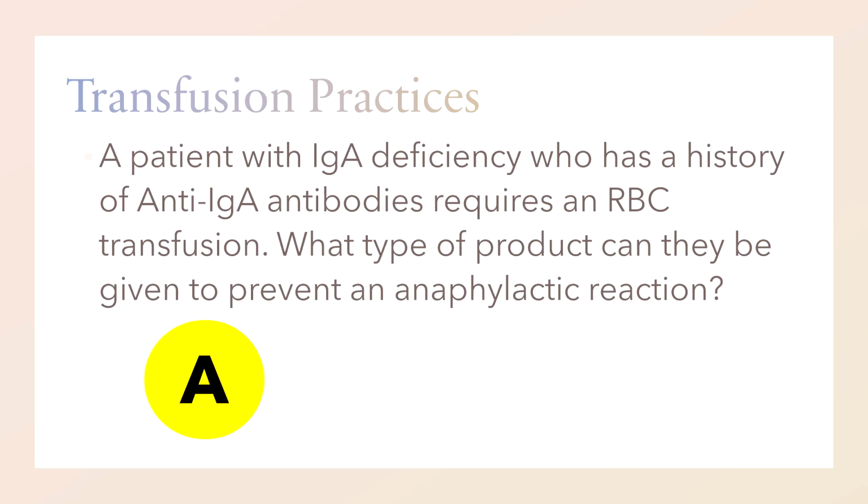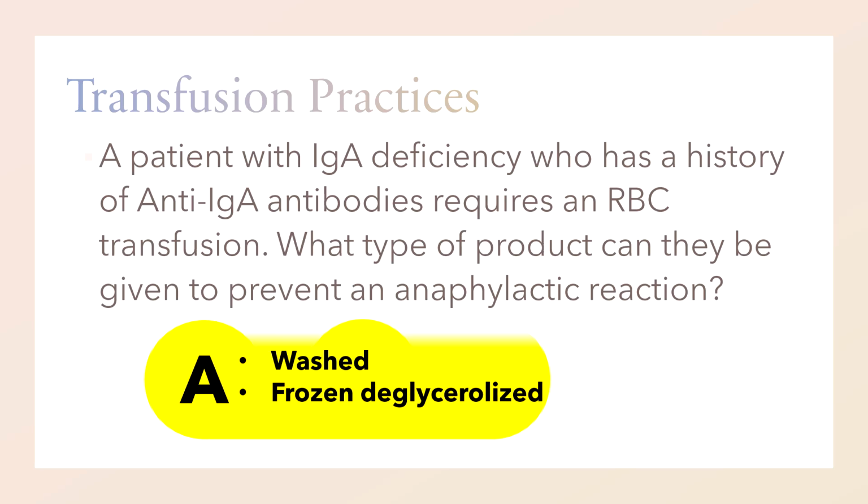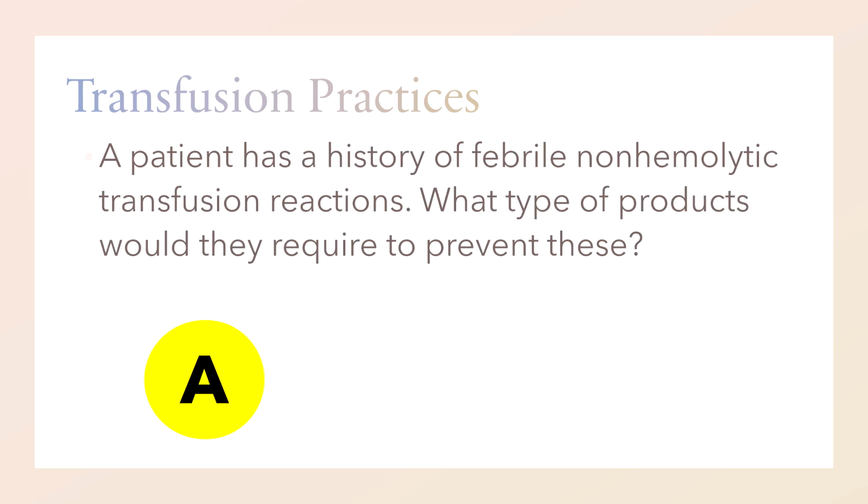Transfusion practices. A patient with IgA deficiency who has a history of anti-IgA antibodies requires a red blood cell transfusion. What type of product can be given to prevent an anaphylactic reaction? Washed or frozen deglycerolized red blood cells. A patient with a history of febrile non-hemolytic transfusion reactions. What type of products would they require to prevent these? Leukocyte reduced.